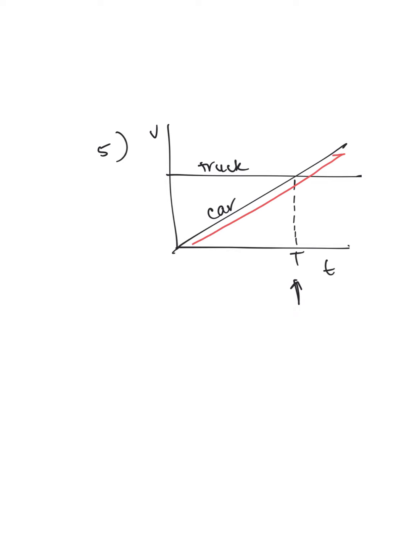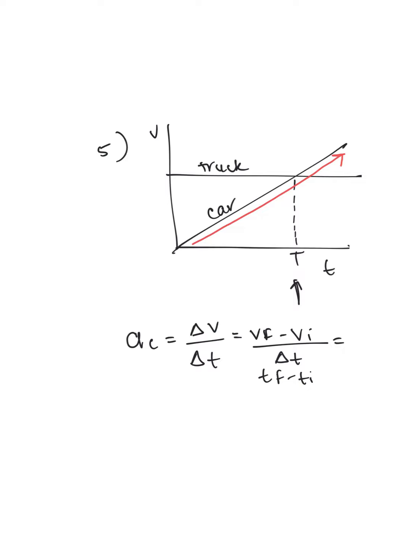This means that the car is accelerating at a constant rate. So, what is the acceleration of the car? We know that acceleration is the change in velocity over the change in time. And we know that the change in velocity is velocity final minus velocity initial, over the change in time, which is t final minus t initial.